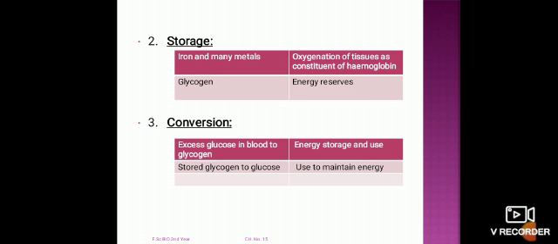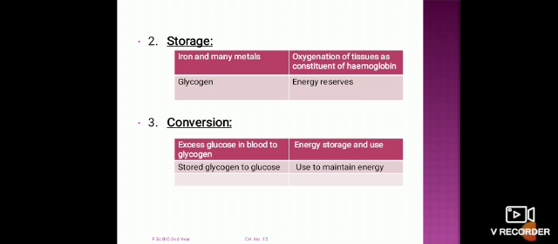The second thing is storage. Iron and many metals are stored for oxygenation of the tissue as a constituent of hemoglobin. It also stores glycogen, which is used as an energy reserve.